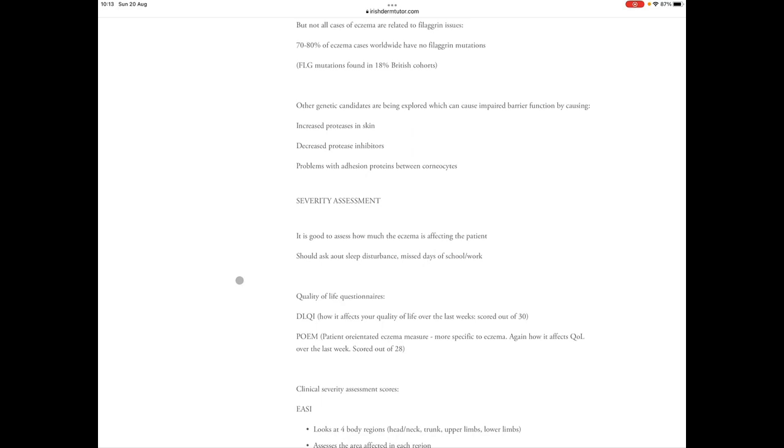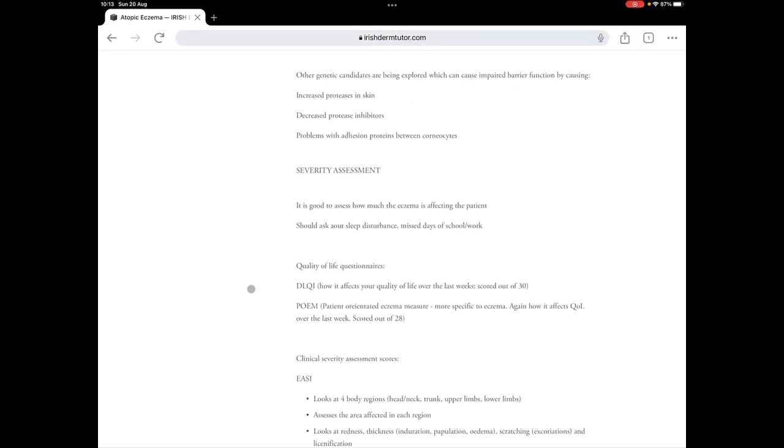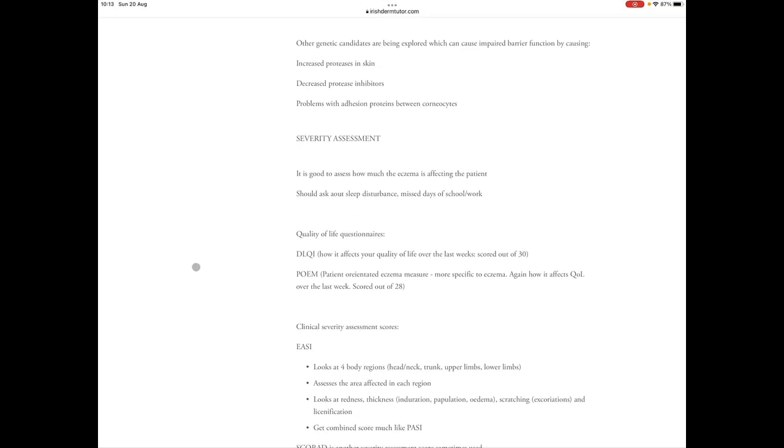But it's very important to note that not all cases of eczema are related to filaggrin issues, and 70 to 80% of eczema cases worldwide have no filaggrin mutation. And filaggrin mutations are found in about 18% of British cohorts. And that's old data. I'm not sure if that's changed, but that was reported data previously.